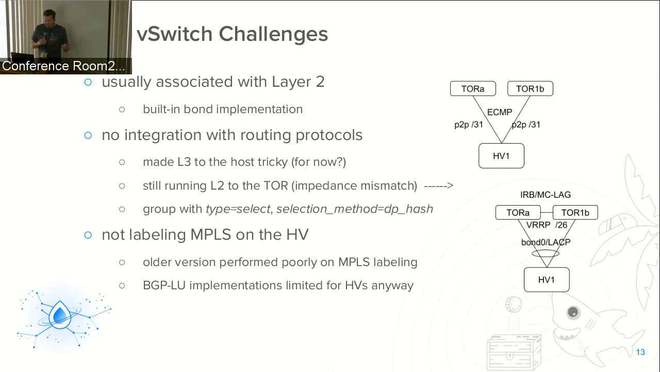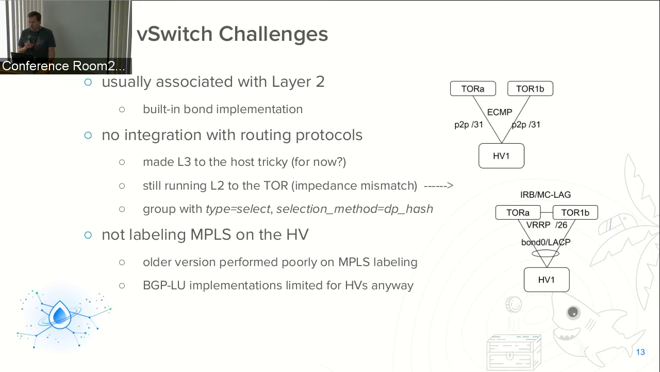I did an experiment trying to get ECMP to work with OvS, just using an OvS group. And it kind of worked in the static configuration. And in fact, it worked just fine. It actually performed very well. I used a select group with a DP hash.